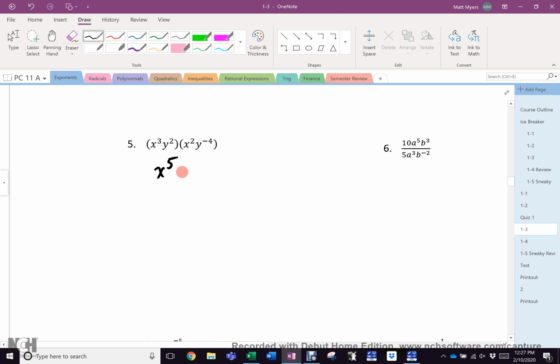X to the 5th and y to the... Is that okay? Nice. What about here? 2a squared b. Ooh. Where should that negative b go?